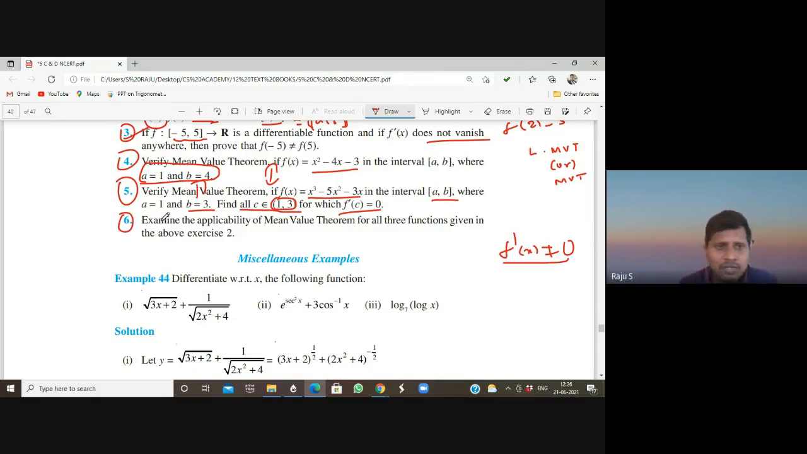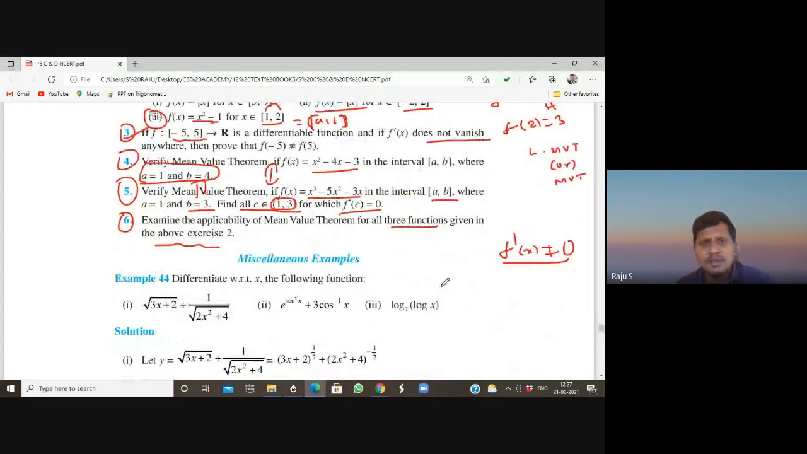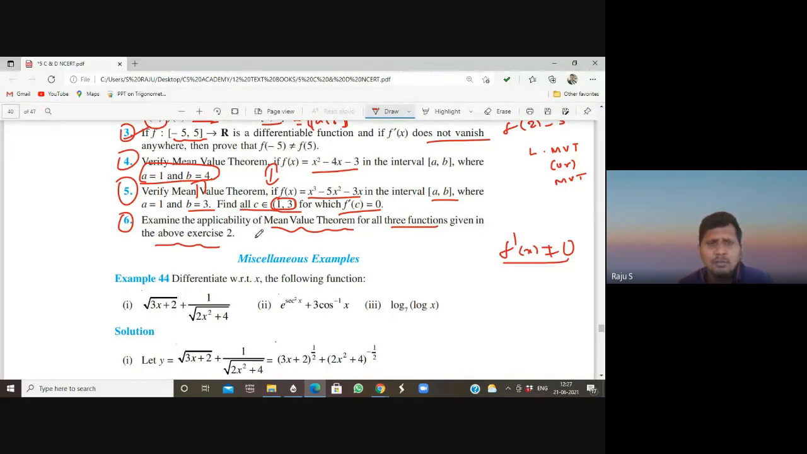Let us go for the last question. Examine the applicability of the mean value theorem for all three functions given in the exercise. Mean value theorem means Lagrange's mean value theorem, we need to verify, for all three functions given in the above exercise.